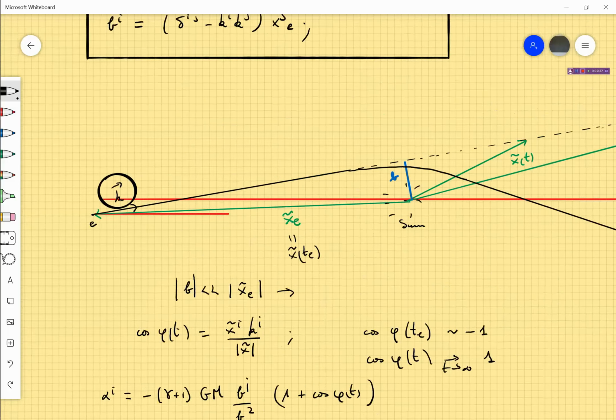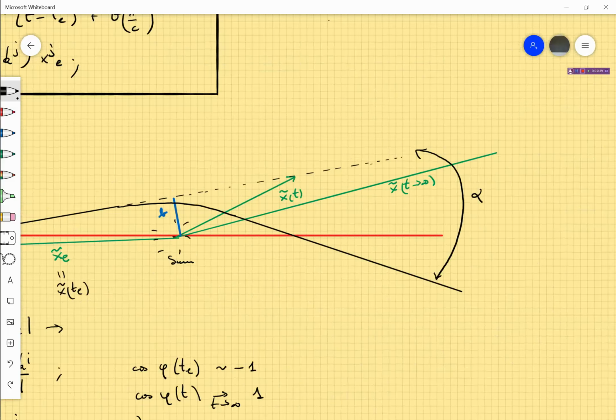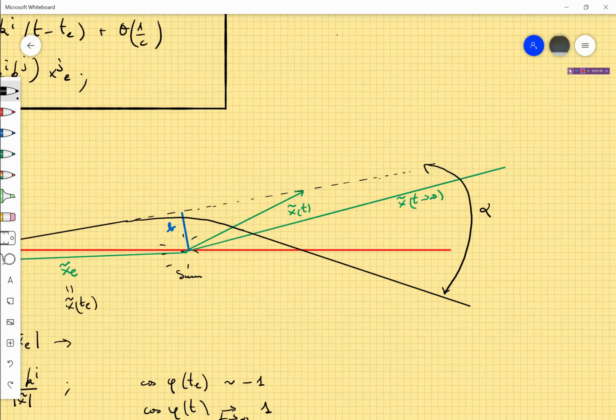Essentially, the triangle that we are studying is this one where we are taking this side which is parallel to b i, as a vector.